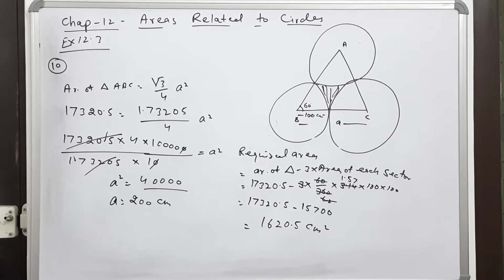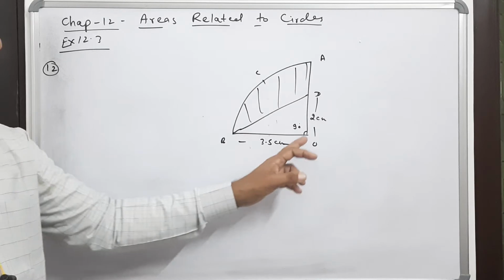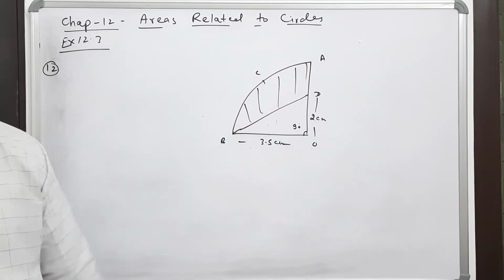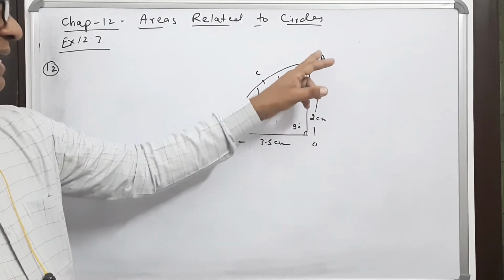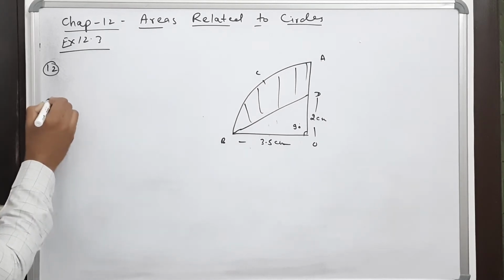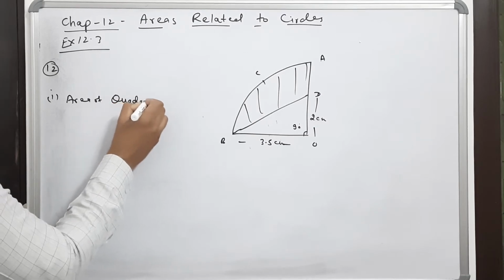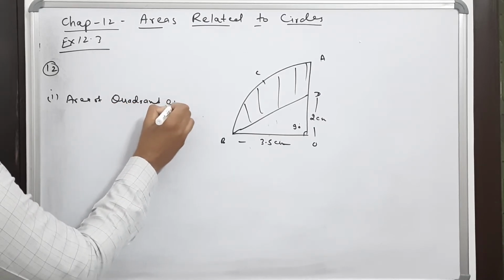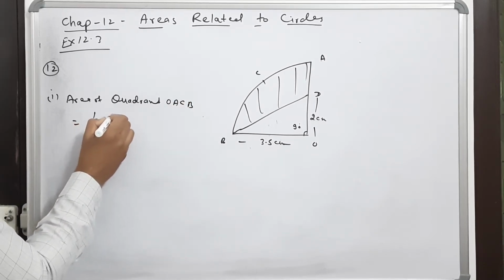It is not required to explain you sum number 11. I am coming now to sum number 12, which is little different. Yes, in this sum there is a quadrant. The name of the quadrant is given here. It is OACB. So the first part is area of quadrant OACB. It will be 1 upon 4 pi r square.